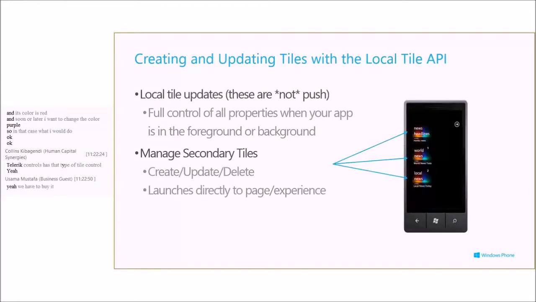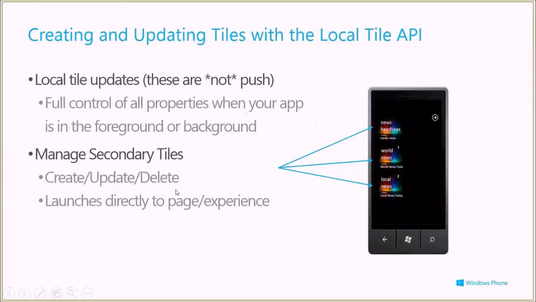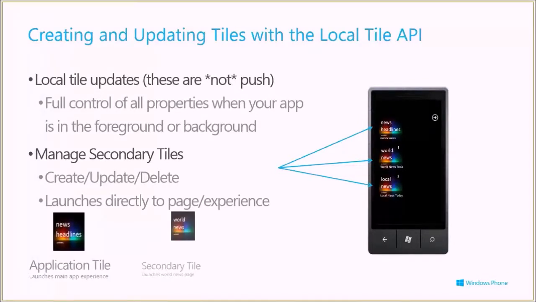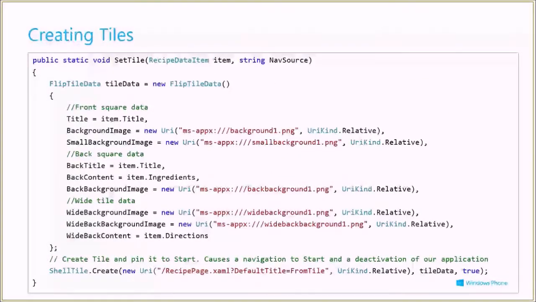So for local tile updates, you have full control of all properties when your app is in the foreground or in the background. You can manage the secondary tiles through the create, update, and delete methods. The secondary tiles can launch directly to a page or a deep link into your application. This is the code you need for creating tiles.